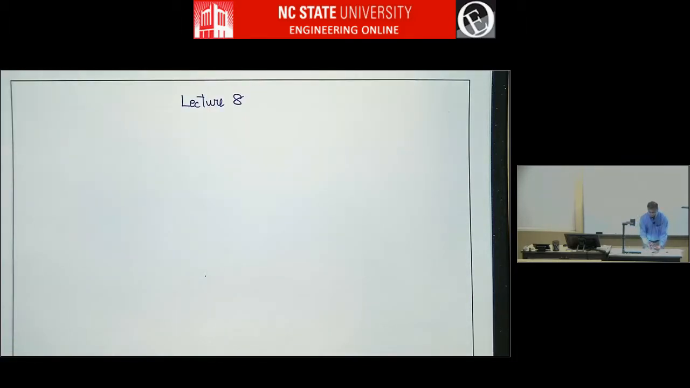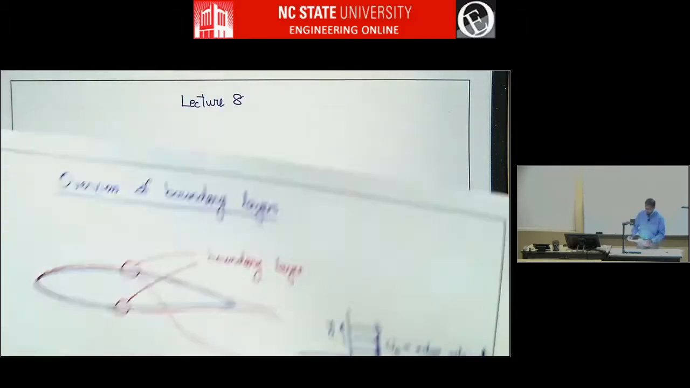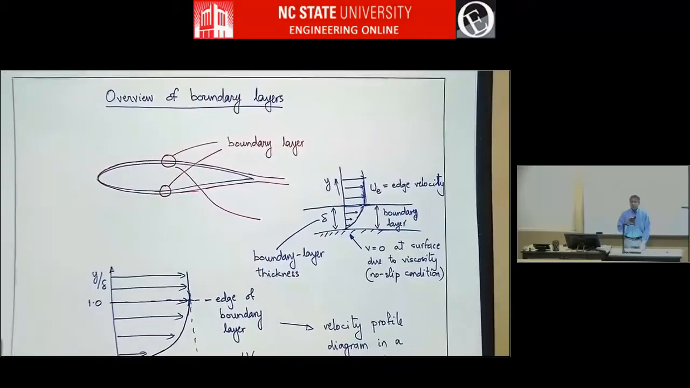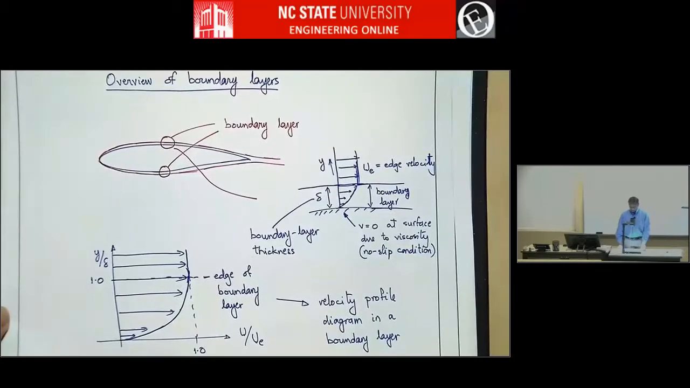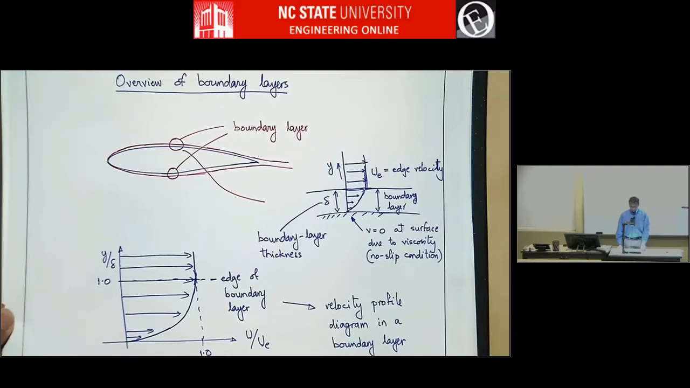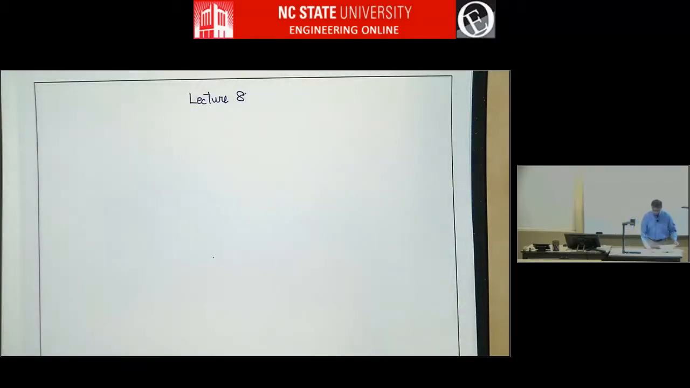So in the last class we just got started on the topic of boundary layers. This is the page from the last discussion in lecture 7. So we are going to proceed with that, but before I do that, are there any questions? You're all working on homework 1, right? Is it going okay? Okay, good.